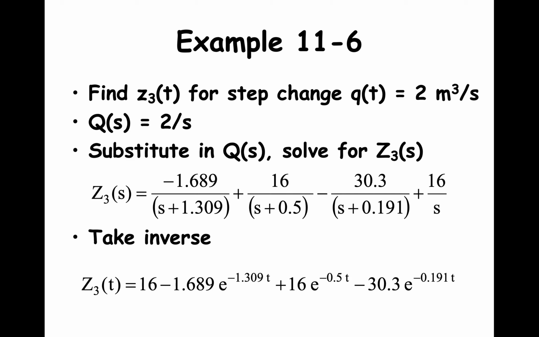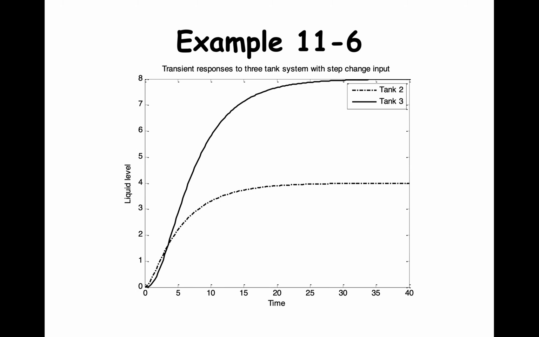Here we do the same thing to find the fluid depth in tank 3. There are more terms, but the process is the same. The time domain expression for the fluid height in tank 3 is shown at the bottom of the slide. Here are plots of the fluid depth in tanks 2 and 3 as a function of time in response to a positive 2 cubic meters per second step change in tank 1 inlet flow rate. Again, the horizontal axis is time and the vertical axis is fluid depth.